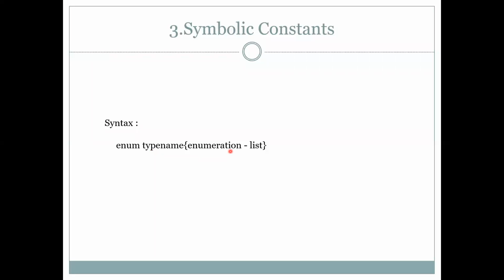So suppose, for example, enum, and I want to create the list enum days. Okay, so days are Sunday, Monday, Tuesday, Wednesday, and so on. Okay, so this is my list for days.